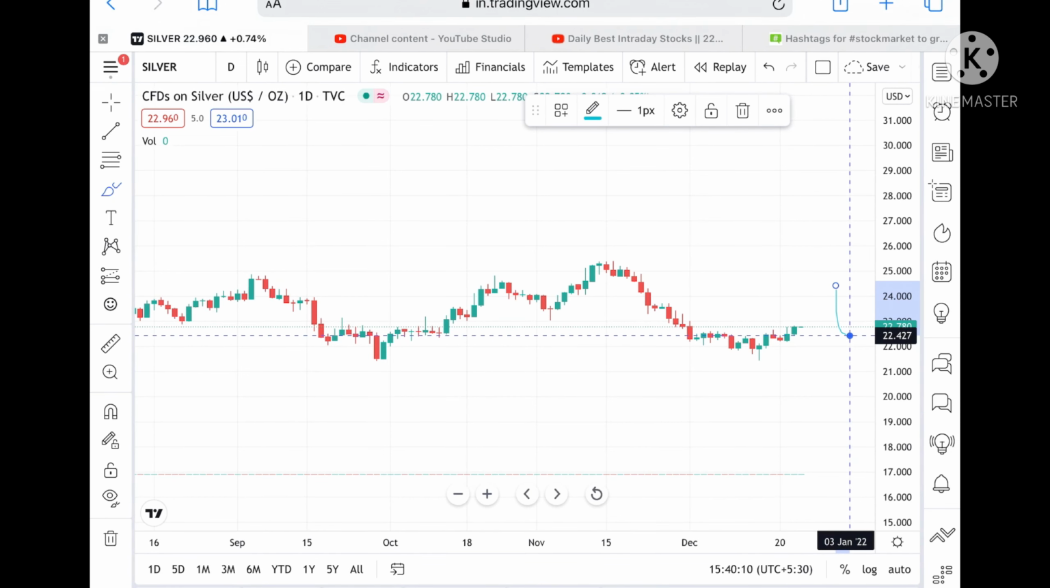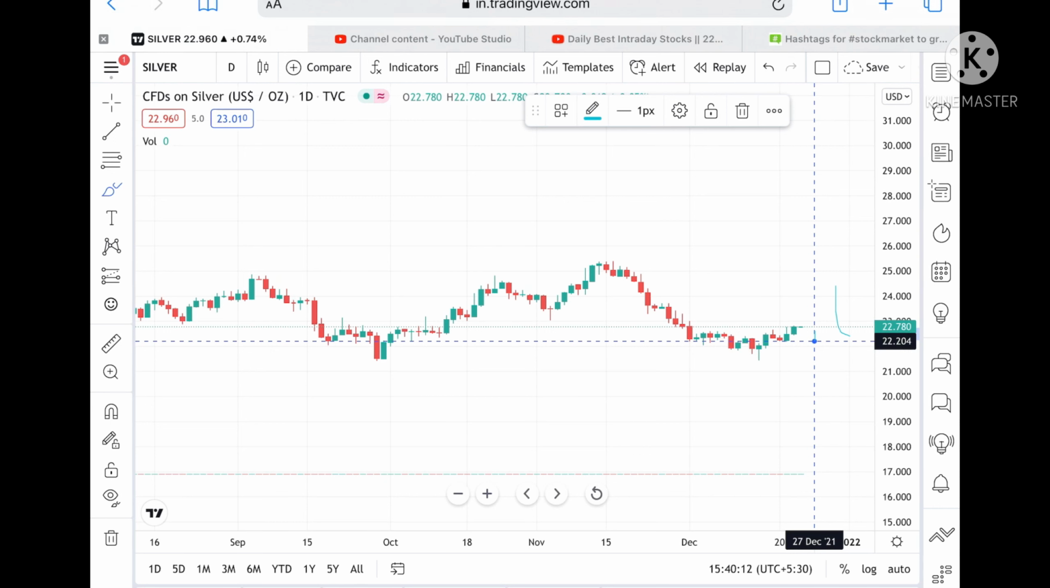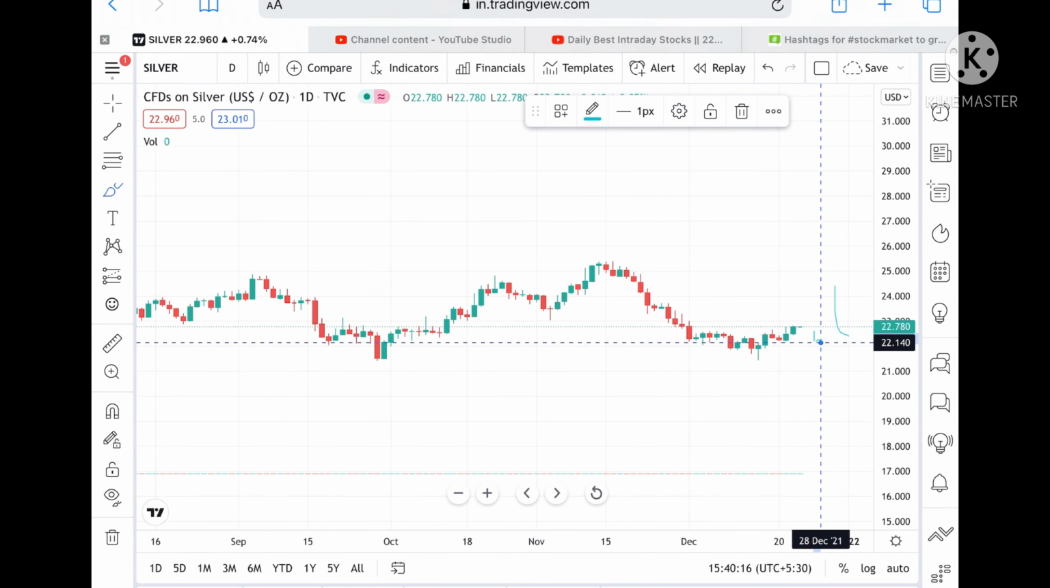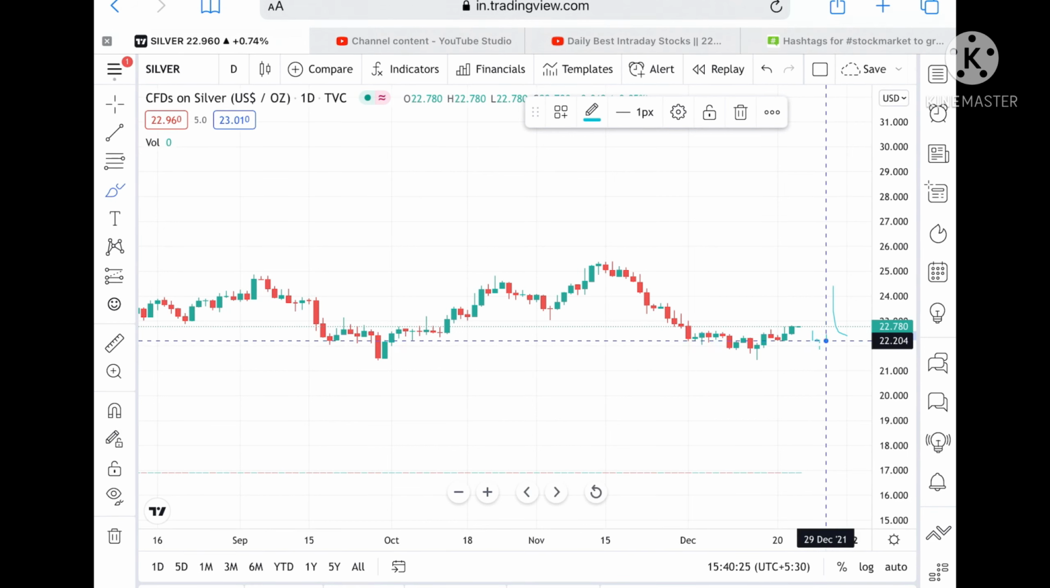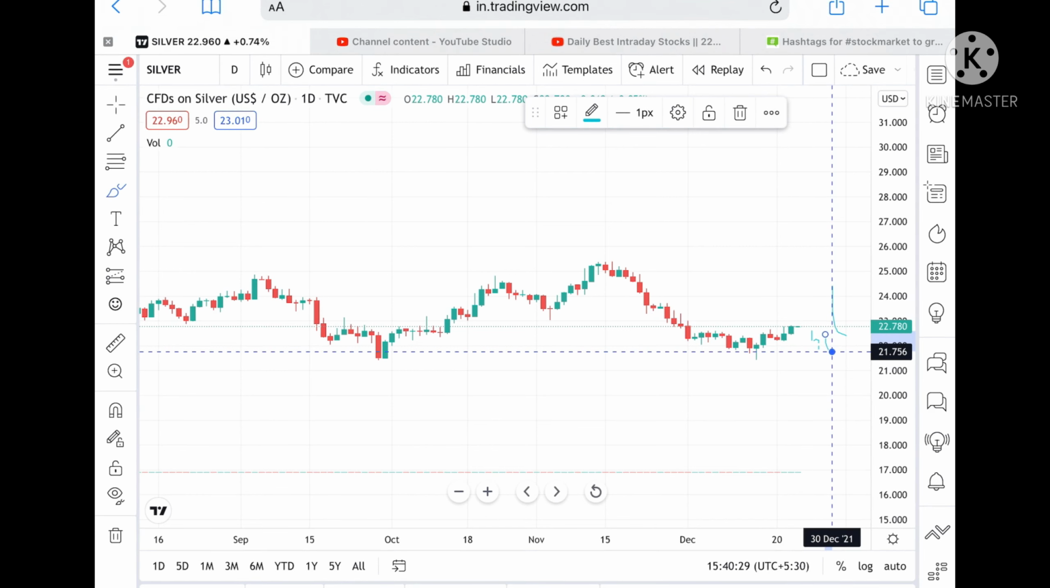Suppose the price doesn't sustain this level, then it can go further low to a level of 22.204, and from there it can touch a level of 22.140. From there it can go further low to a level of 21.884. Suppose the price doesn't sustain this level, then it can touch a level of 21.756.